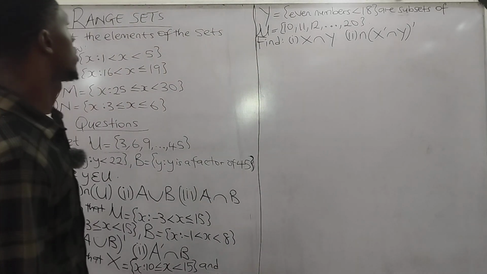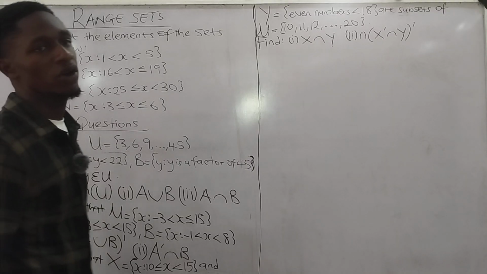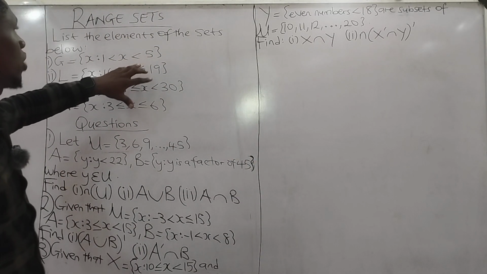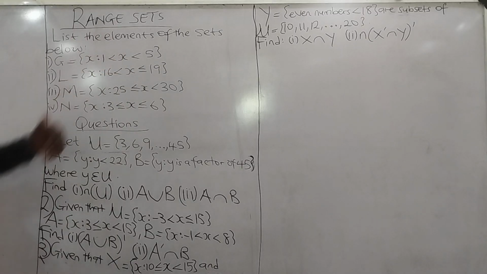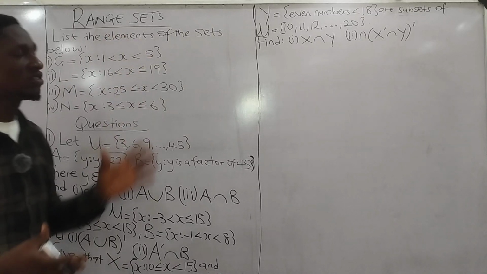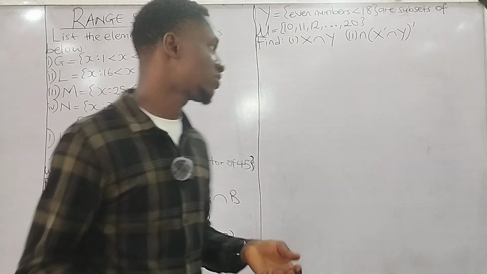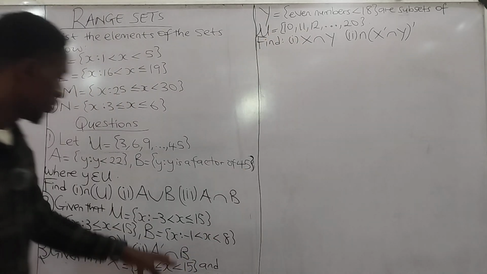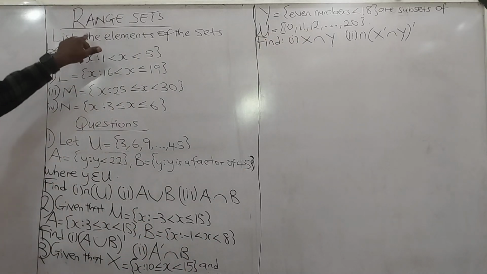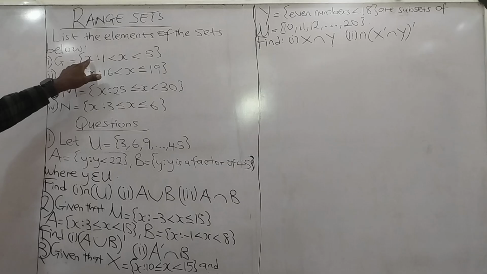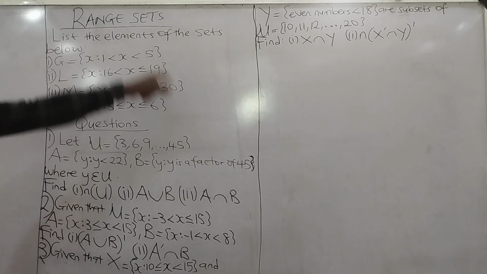So we are going to be looking at range sets, under sets. We are going to be looking at how to interpret some of those questions here. For example, in this range set, we are going to be looking at inequality symbols, how to interpret them when you have this kind of question in sets. Okay, we have: list the elements of the set below. We have set G is equal to {x : 1 < x < 5}. This thing means such that.